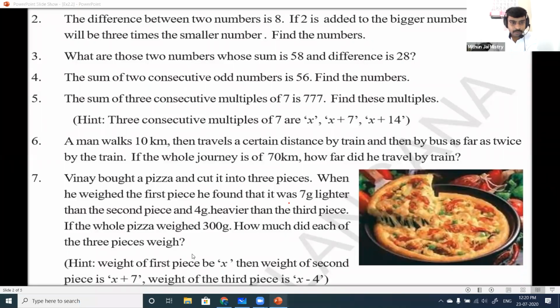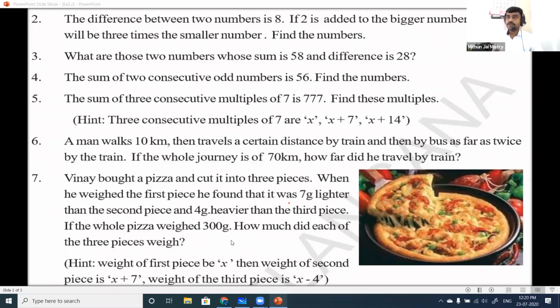First you should assume, whatever is given: let the weight of the first piece be x. Second step, the weight of the second piece is x plus 7. Third step, the weight of the third piece is x minus 4. And below that, you will write: given, the weight of the whole pizza is 300. Total pizza means first piece plus second piece plus third piece. So x plus x plus 7 plus x minus 4 is equal to 300.